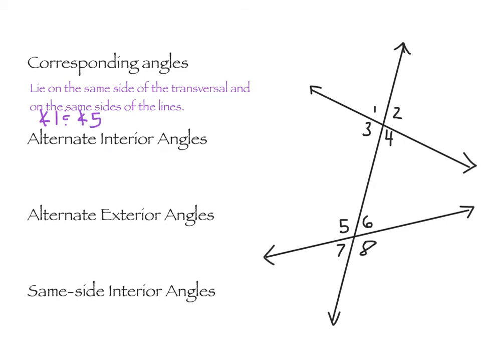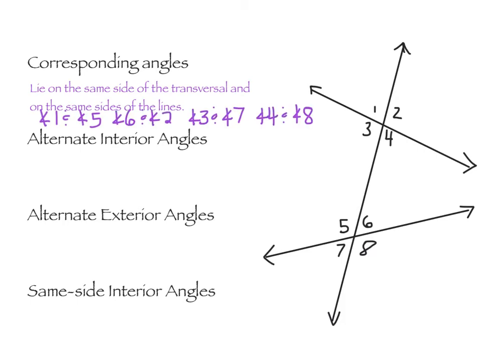Okay, so now we can move to the other side. 2 and 6 would also be corresponding angles. But don't forget, I have these angles that are underneath. So 3 and 7 would also be corresponding. 4 and 8 would also be corresponding.